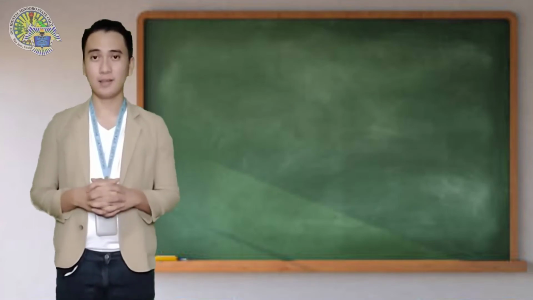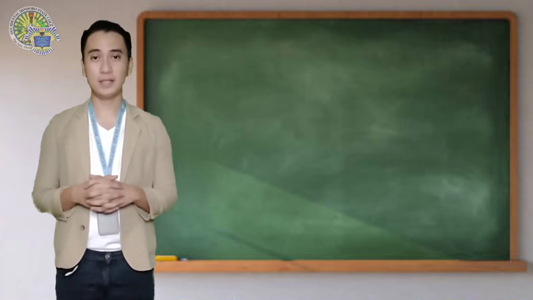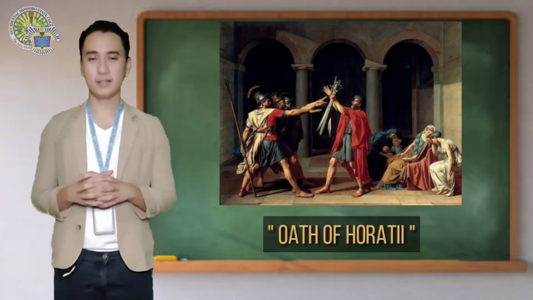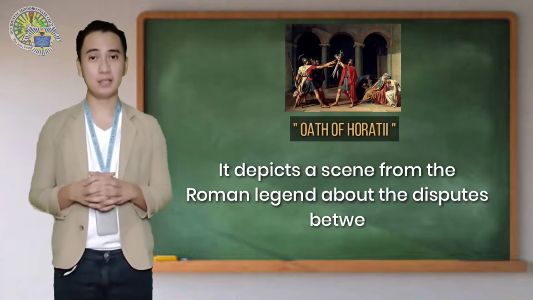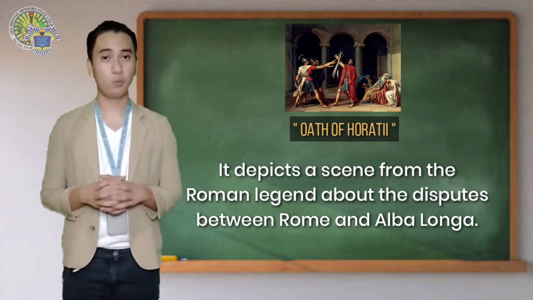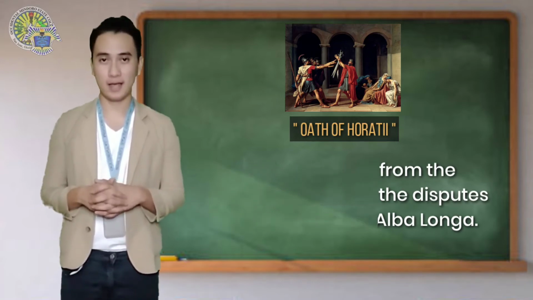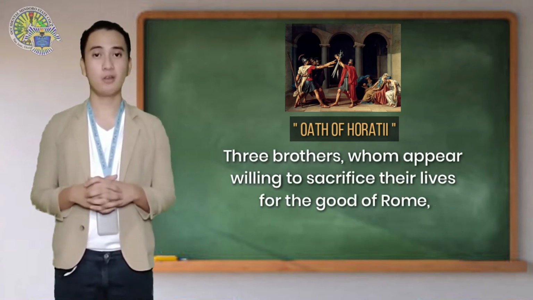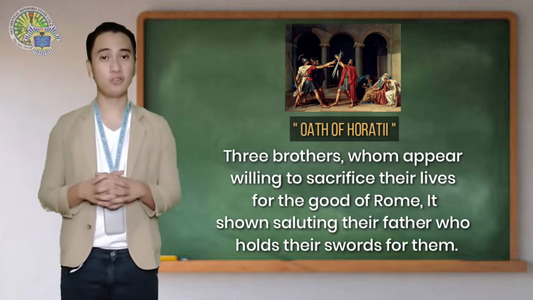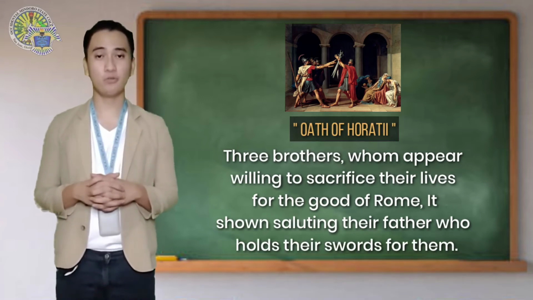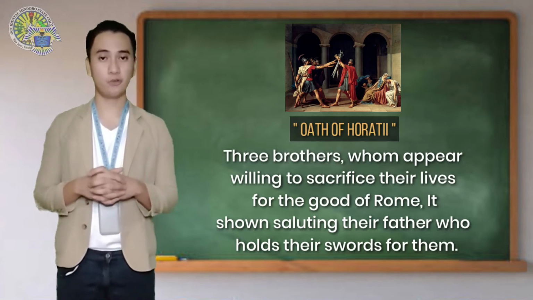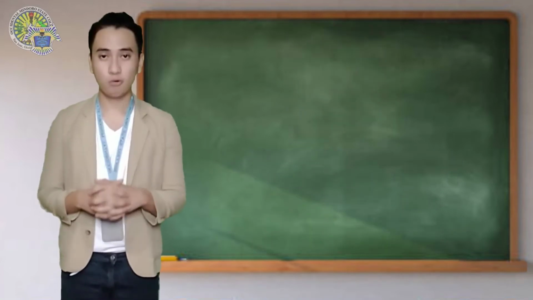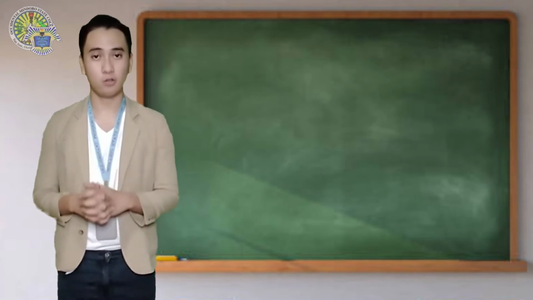Okay, let's proceed. Another painting of Jacques-Louis David is the Oath of the Horatii. This painting depicts a scene from the Roman legend of the dispute between Rome and Alba Longa. The three brothers, all of whom appear willing to sacrifice their lives for the good of Rome, are shown saluting their father who holds their swords for them. Those are some of the artworks of Jacques-Louis David.